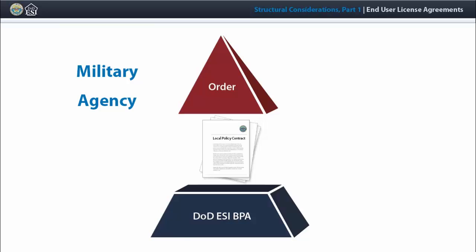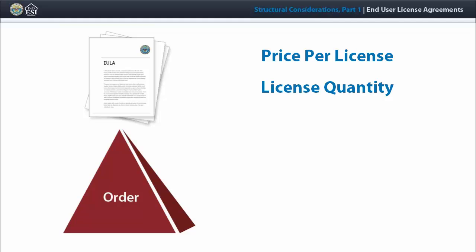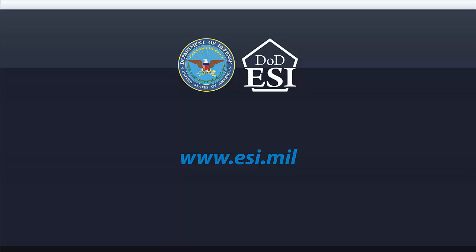Key EULA terms that are defined or negotiated in the delivery order include price per license, license quantity, license type, metric used, extended warranty, and intellectual property disclosures and indemnities. Please refer to Part 2 of the Structural Considerations tutorial for more information.